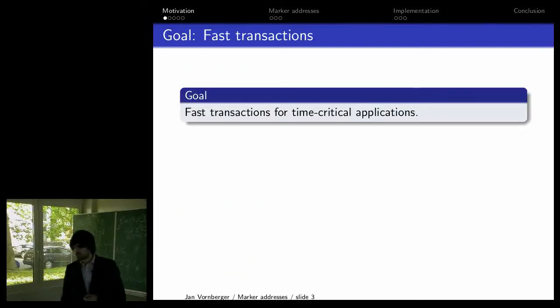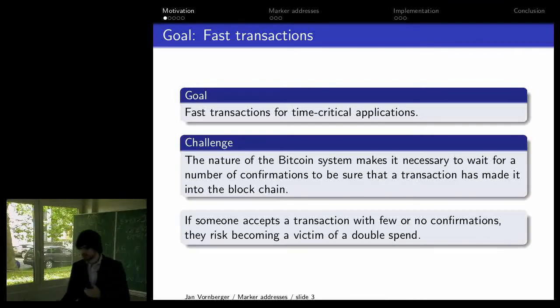All right, so the motivation. Basically, the general idea behind it for me was to look at how can we do some type of instant transaction with Bitcoin for applications where that is necessary. I mean, we know that because of the way Bitcoin is designed, we heard of that earlier this morning already, the design requires you to wait for a number of confirmations to be really sure that your transaction makes it into the chain permanently.